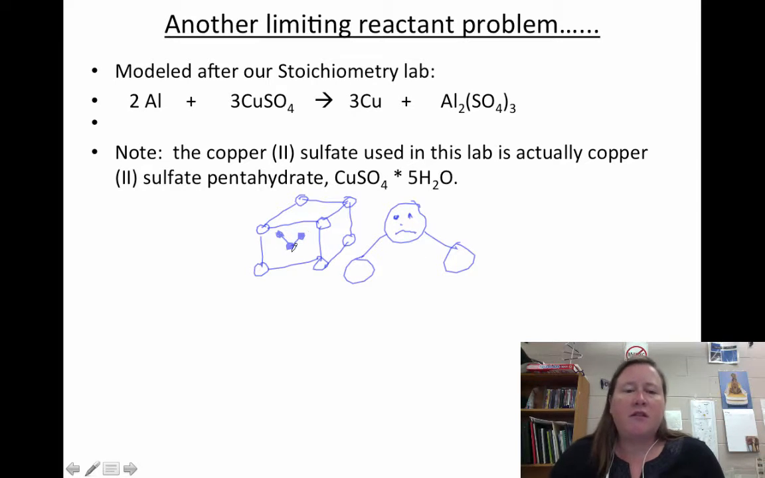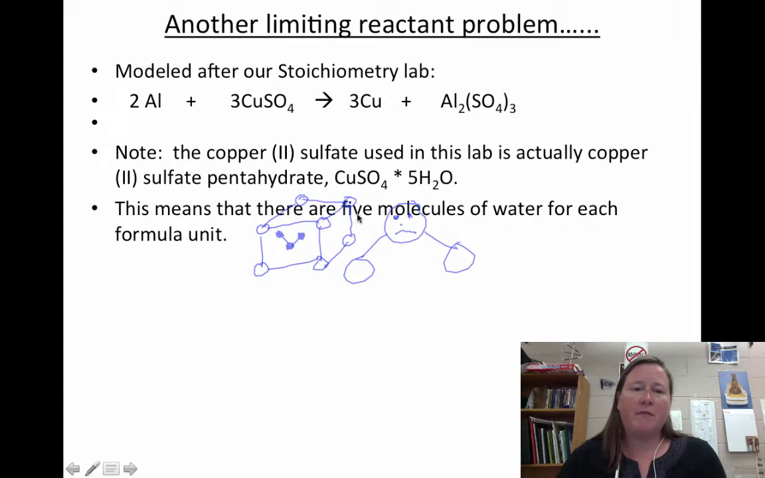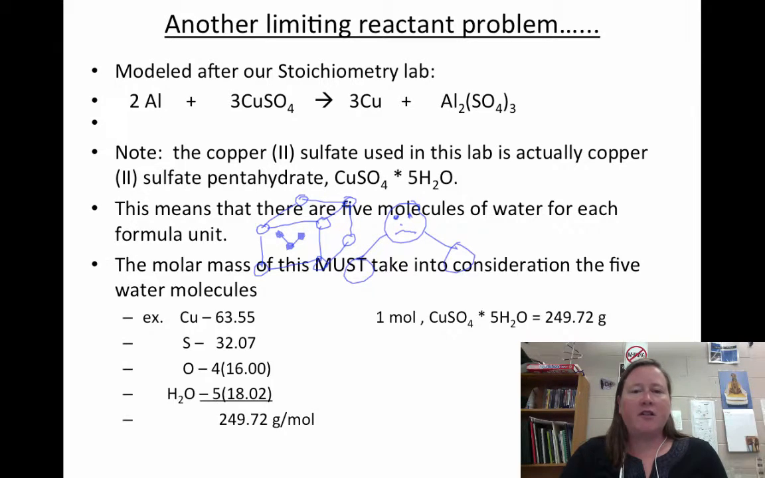Okay, so that's what this is. For every 1 copper atom, every 1 sulfur atom, and every 4 oxygen atoms, there are 5 water molecules stuck in this. So when you get the mass of this, it has all those extra water molecules tied up in there. If we're using copper 2 sulfate pentahydrate with the extra water, we have to include that in our molar mass. So there are 5 molecules of water for each formula unit.